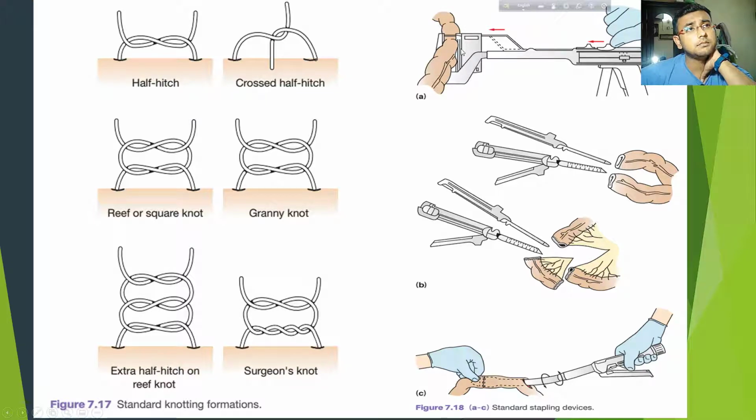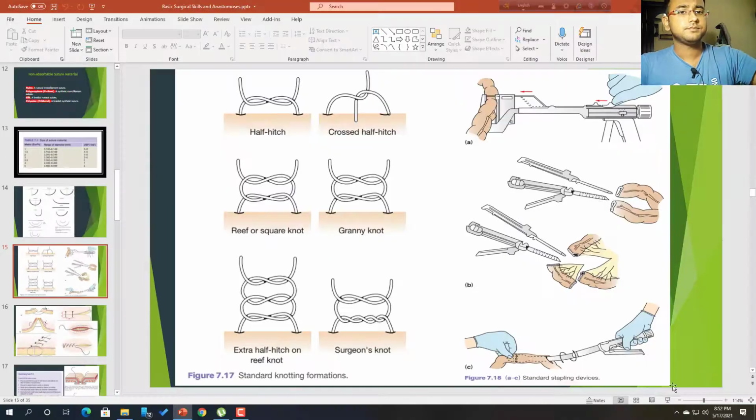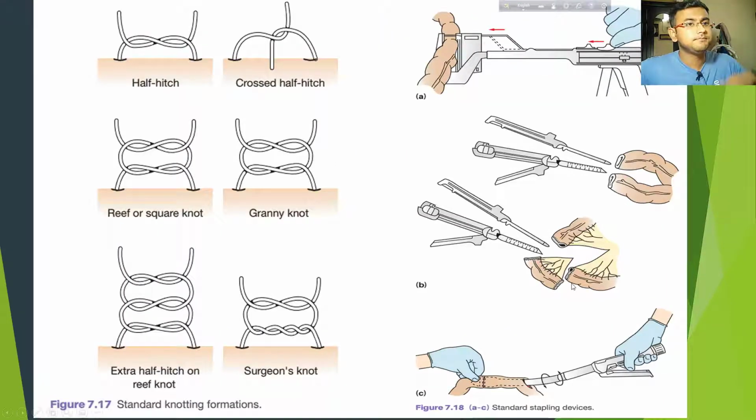And this is the linear cutter. This is a linear cutter stapling device. These are the GI staplers which are used for resection anastomosis surgery, which is very modern. So we don't need to do hand sewing suturing, but it must be learned in your training period, because hand suturing is an emergency procedure. Sometimes there will be no availability of GI staplers. In that case, you have to do the hand sewing suturing.